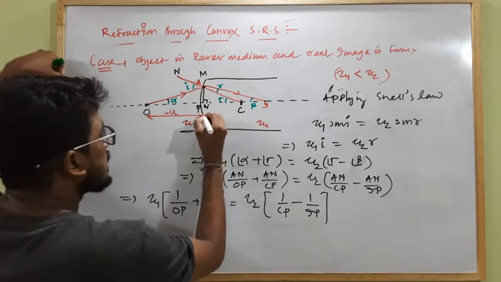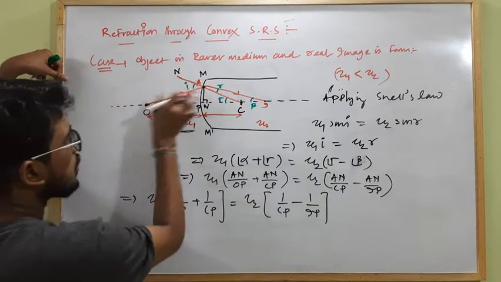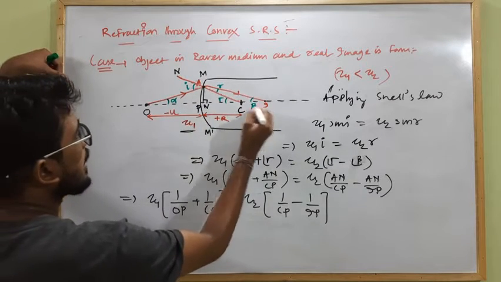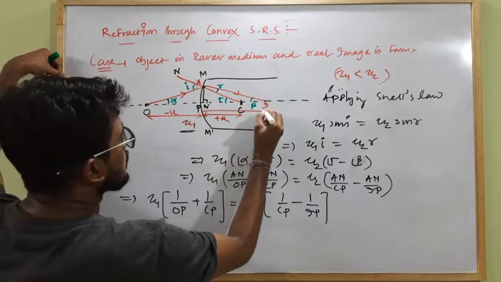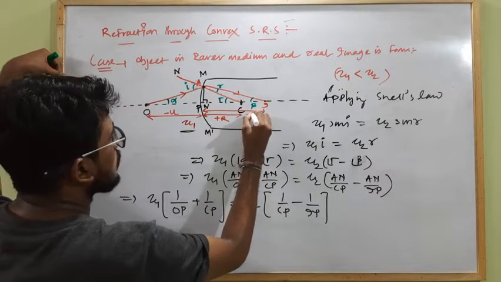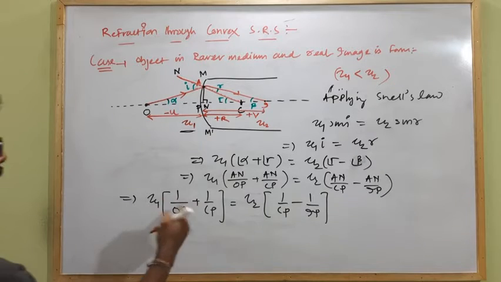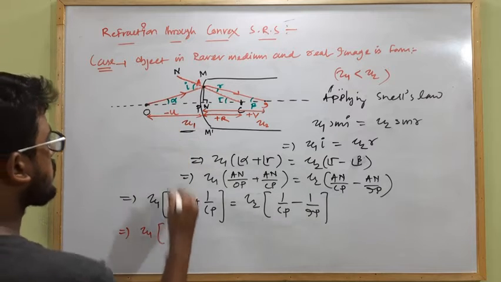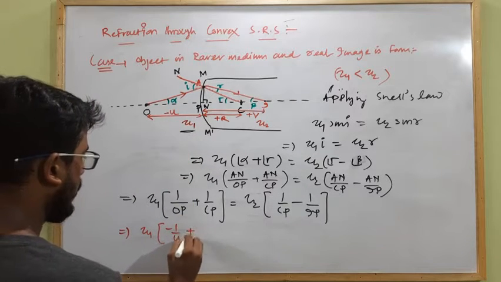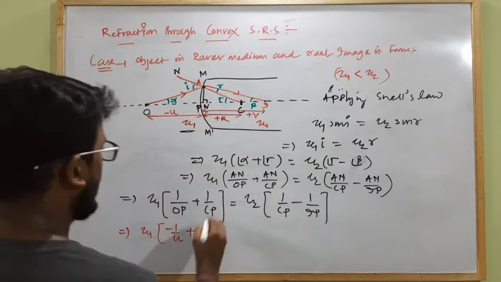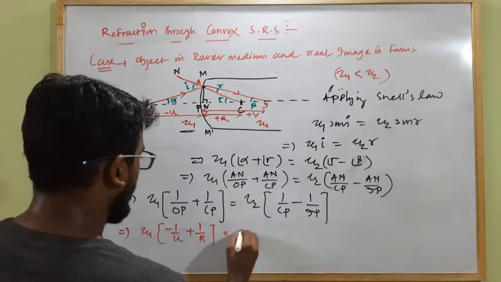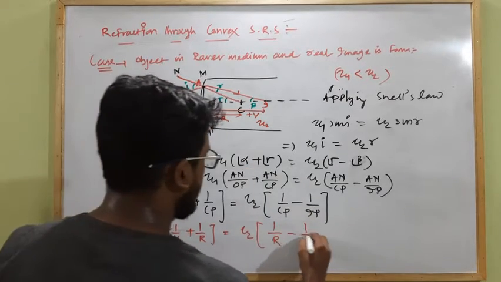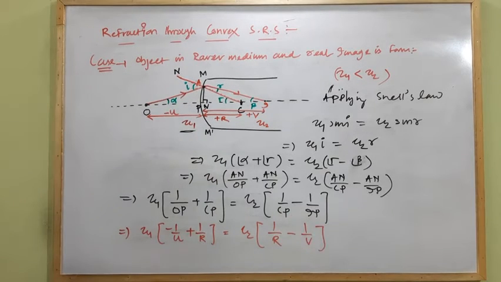What is CP? CP is the radius of curvature, as it is measured along the direction of propagation of the incident ray, so it will be plus r. And what is IP? IP is the distance of the image from the pole, so it will be distance of image, this is also plus v. Clear? So now replacing the values, we will get mu1 into (minus 1 by u plus 1 by r) equal to mu2 into (1 by r minus 1 by v).